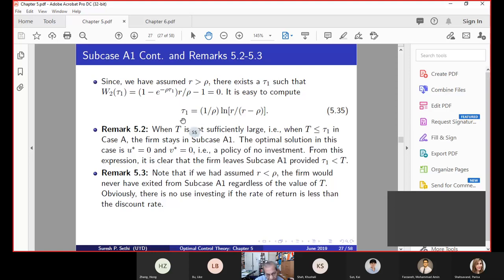So remark 5.2 says that if tau 1 is bigger than T, then the problem is solved and the solution is trivial: U star equal to 0, V star equal to 0. Okay?